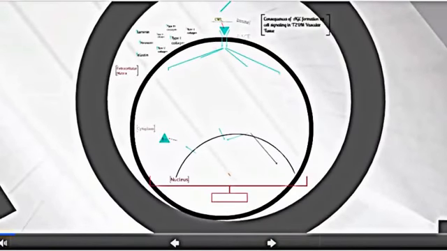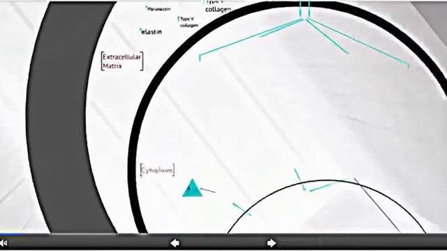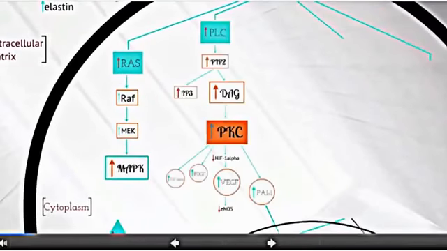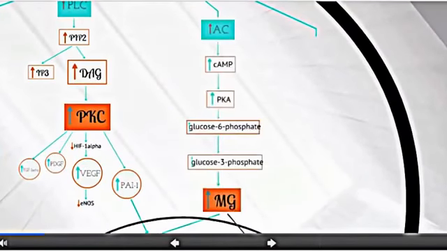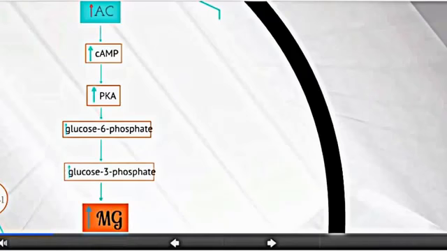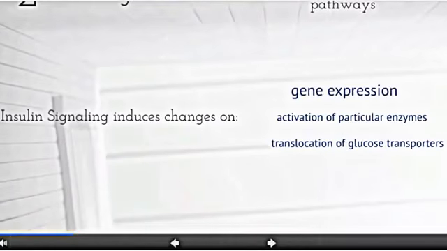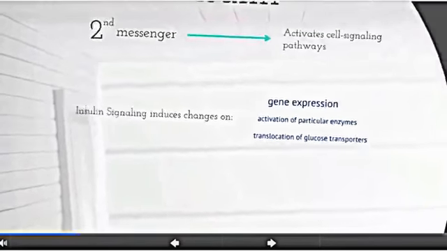A few of these signaling pathways include the renin-angiotensin system, phospholipase C, adenylyl cyclase, and phosphoinositide 3 kinase. Each signaling pathway communicates downstream to the cell's nucleus that affects DNA, RNA and protein synthesis. Insulin signaling then induces changes in gene expression, activation of particular enzymes, and translocation of glucose transporters.